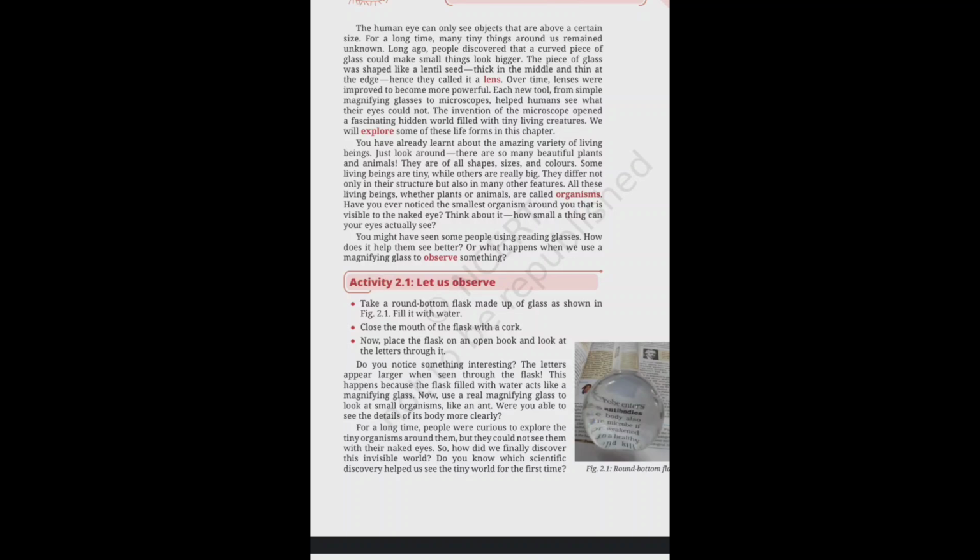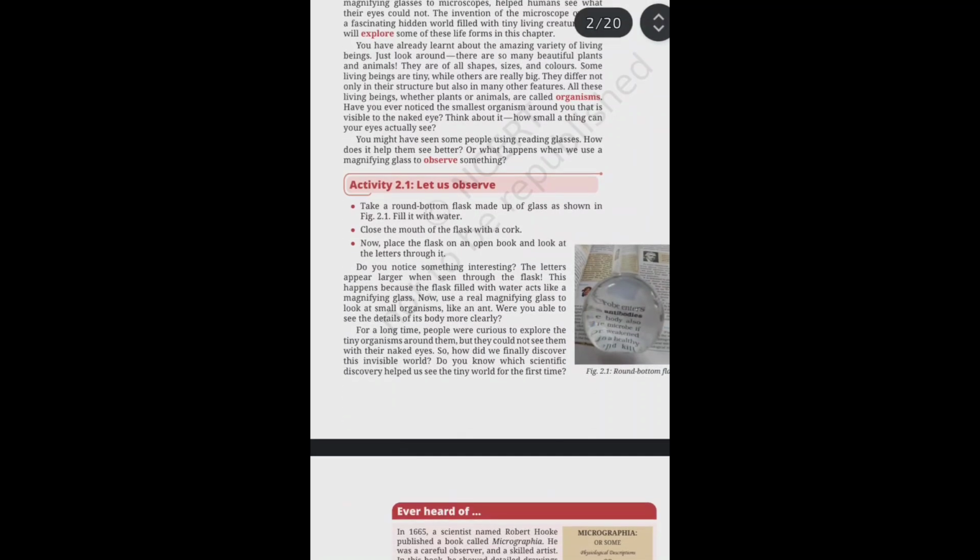You have already learned about the amazing variety of living beings. Just look around. There are so many beautiful plants and animals. They are all different shapes, sizes, and colors. Some living beings are very tiny while others are really big. They differ not only in their structure but also in many other features. All these living beings, whether plants or animals, are called organisms. When we look around ourselves, we can see countless plants and animals. They have different shapes, different colors, different features, different adaptations. So we call them together organisms.